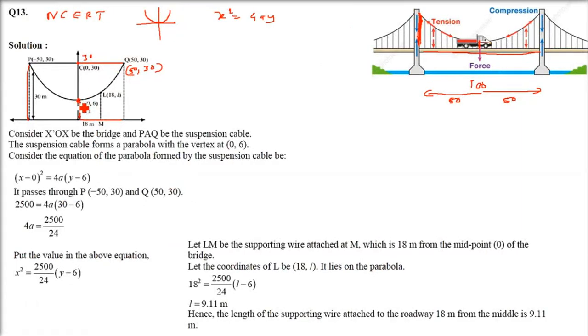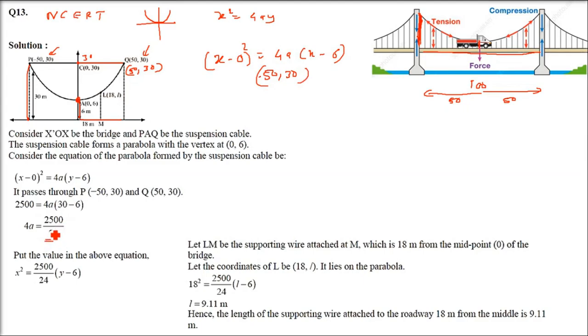Now, when we know the vertex, we have to use here (x minus h) whole square, h is 0. (x minus 0) whole square equals 4a (y minus k), what is k? 6. So (x) square equals 4a (y minus 6). So this is the equation. But this parabola is passing through (50, 30) and (-50, 30). You can put any of these values. It doesn't matter. So we'll put 50 and 30.